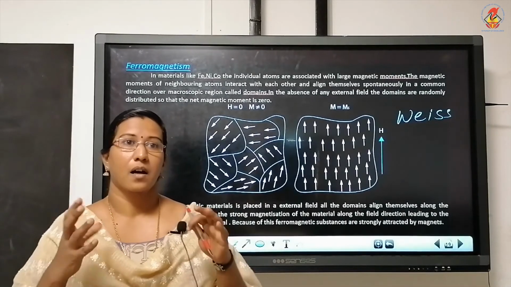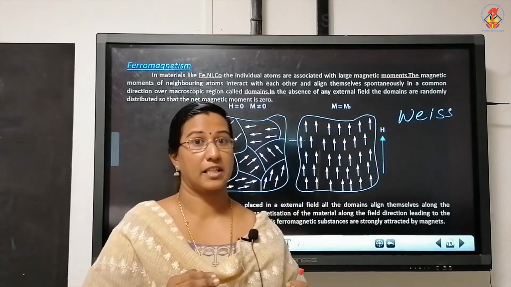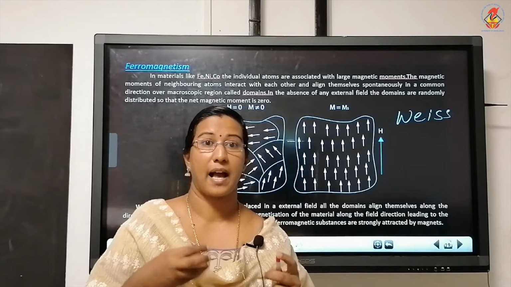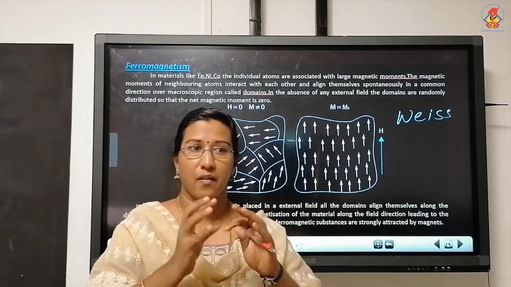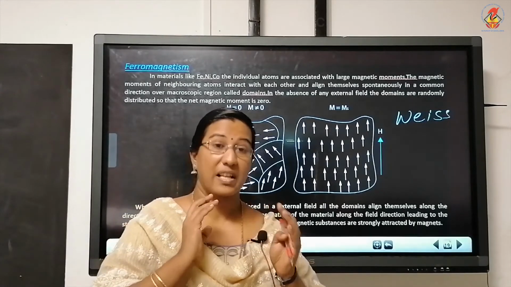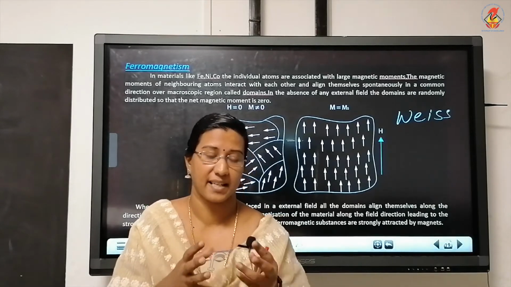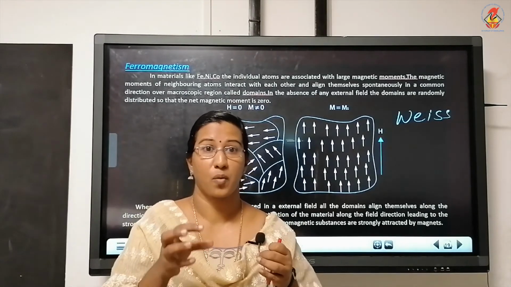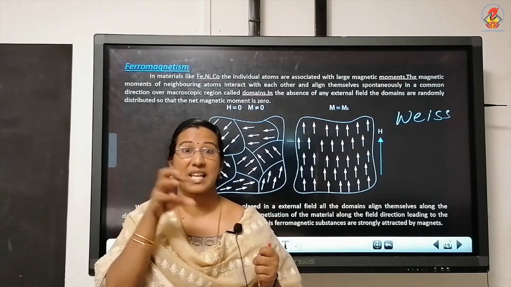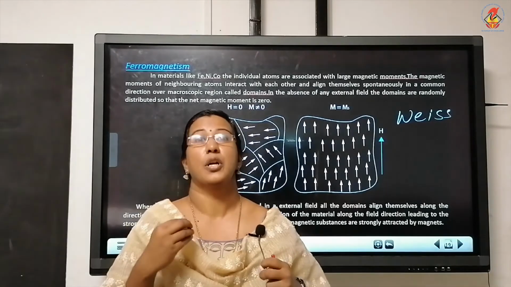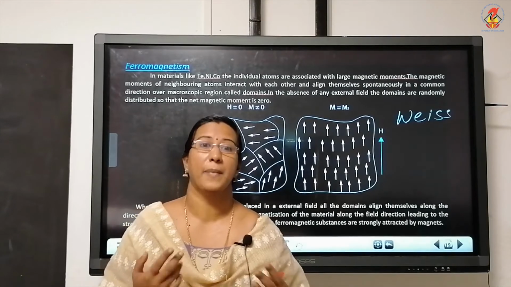Now, like paramagnetic materials, in ferromagnetic materials the individual atoms will have a magnetic dipole moment, and the nearby atoms will interact with each other, and nearly 10 raised to 10 or 11 atoms will have a magnetic dipole moment in the same direction. Now, those regions in which the magnetic moments are in the same direction, that region is what we call a domain, and the thickness of a domain for a substance is approximately 1 millimeter.